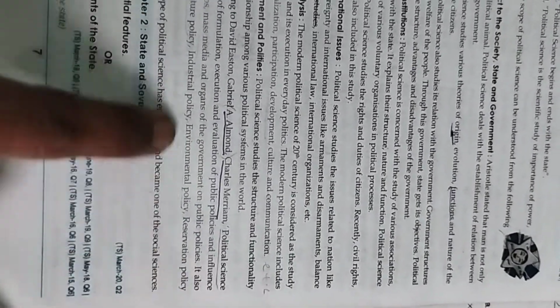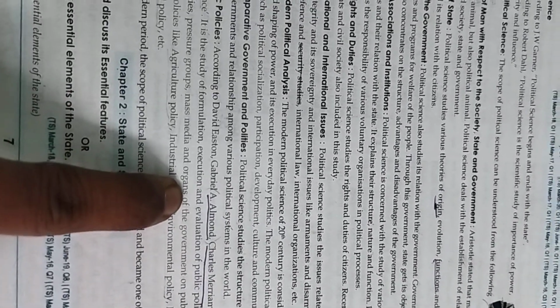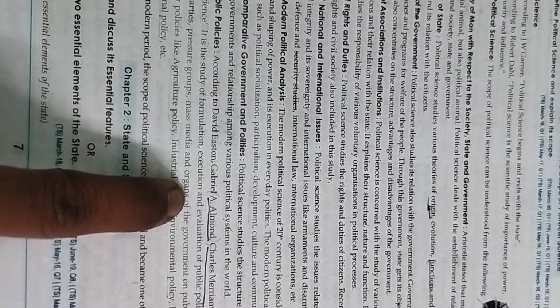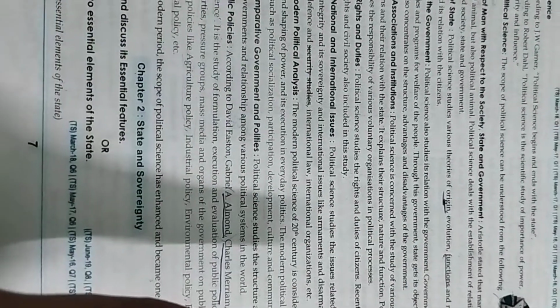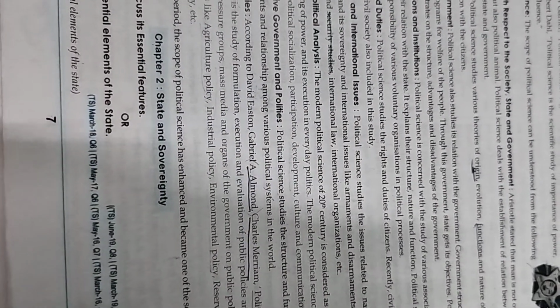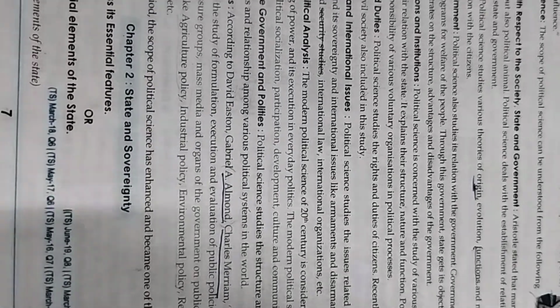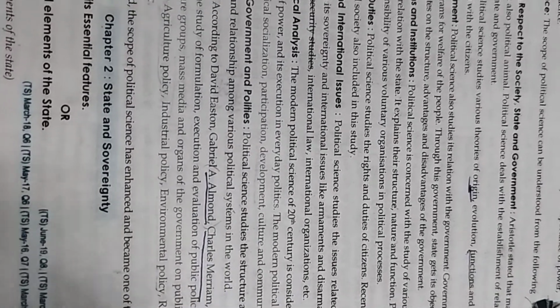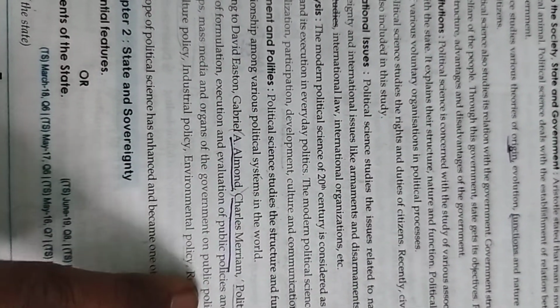What are organs of government? Organs of government are executive, legislative, judiciary. These are the three organs of government. First one is legislative, second one executive, third one is judiciary. I will tell about organs of government in the next class. This is a 2 marks question on public policies.